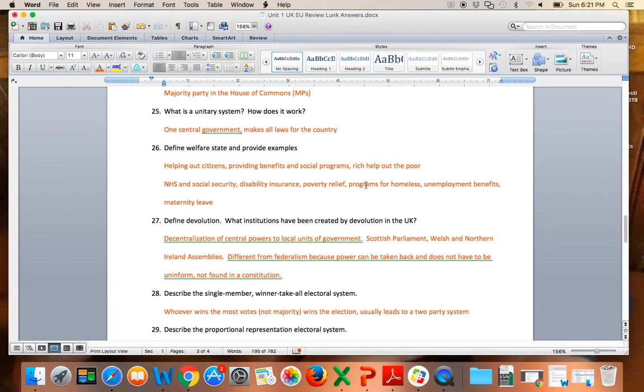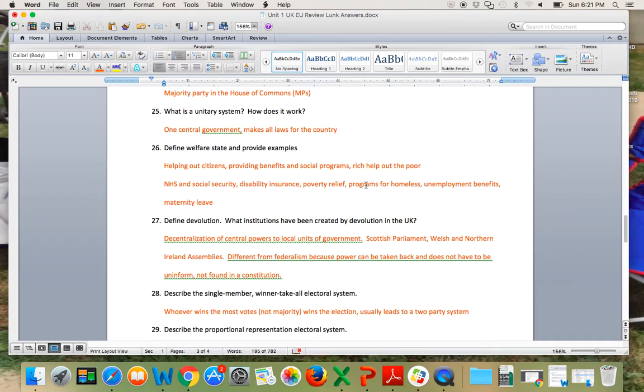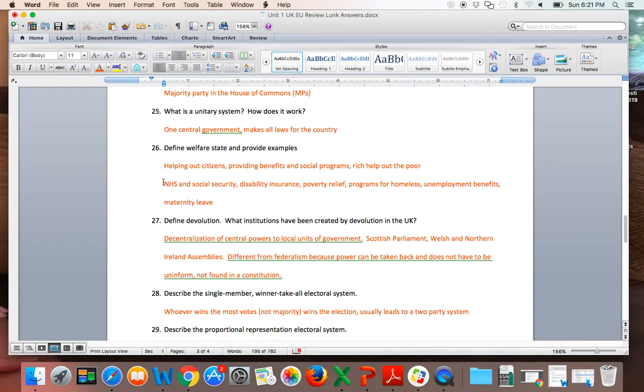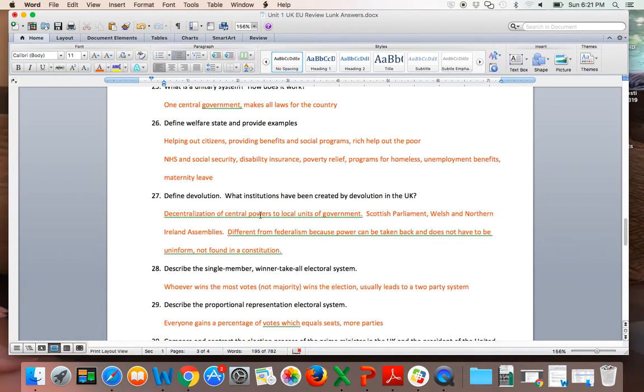The UK is known as a welfare state, meaning helping citizens, providing benefits and social programs. Again, the rich are helping out the poor. Some examples are listed below. The NHS is the biggest one. Disability insurance, programs for the homeless.